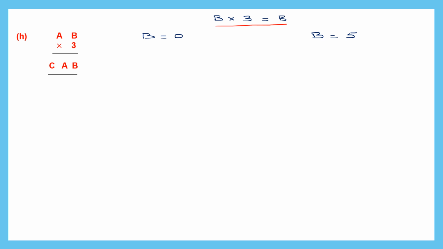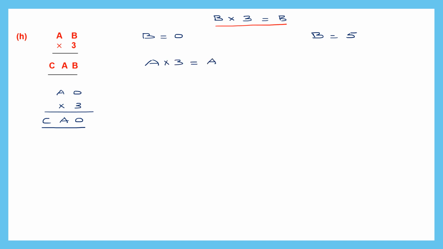So here we have AB, that is A0 into 3 will give us CA0. And this first part is true. 0 into 3 is 0. So that part is correct. Now let's go on to the next one, that is A. Now A into 3 should also end in A. A into 3 should end in A. So same way, A into 3 should end in A.